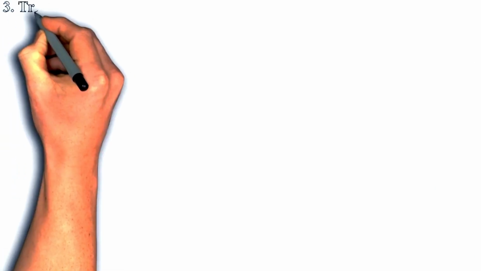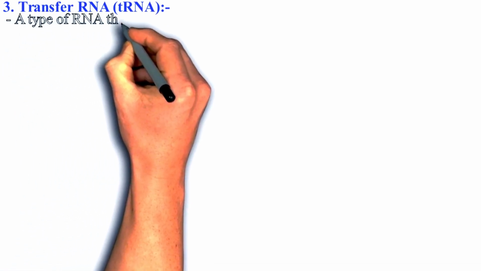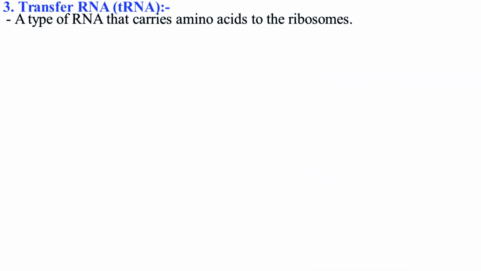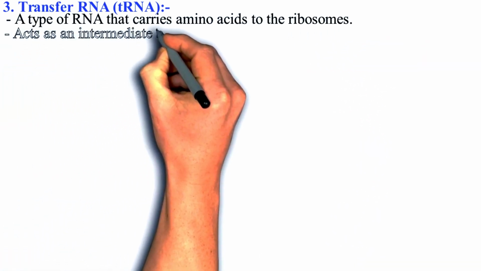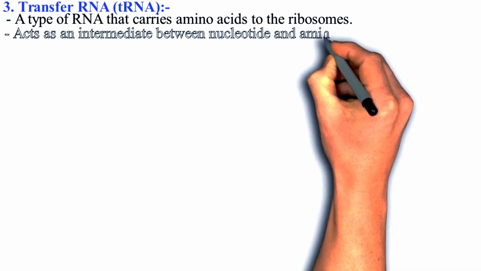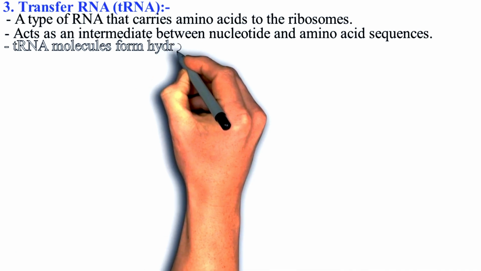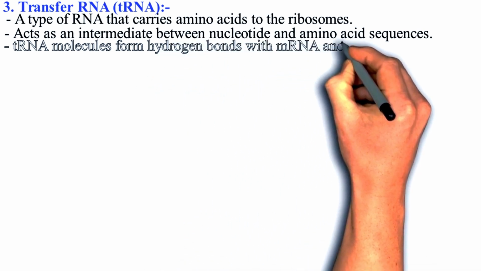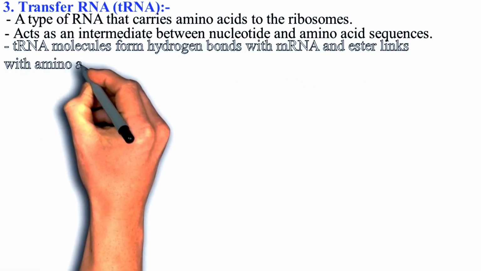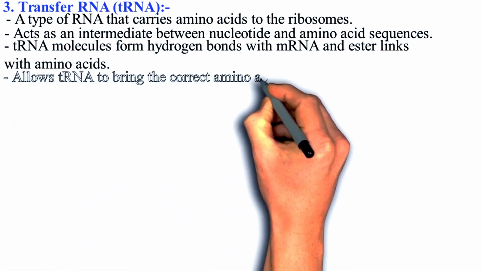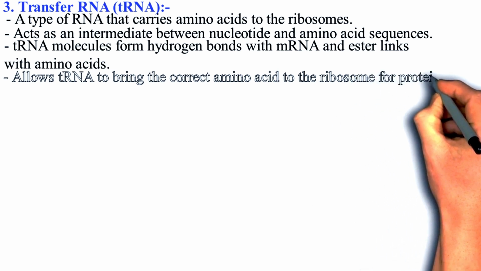And third one is transfer RNA, or tRNA. Transfer RNA, or tRNA, is a type of RNA that carries amino acids to the ribosomes. It acts as an intermediate between nucleotide and amino acid sequences. tRNA molecules form hydrogen bonds with mRNA and ester links with amino acids. This allows tRNA to bring the correct amino acid to the ribosome for protein synthesis.